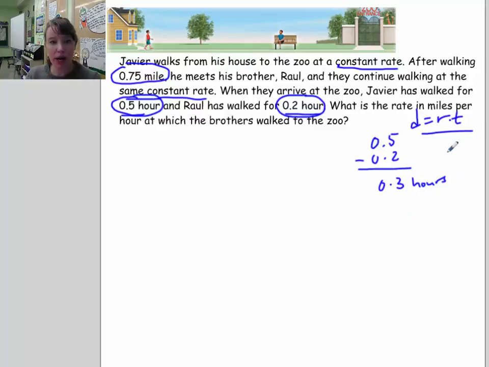So we know that 3/4 of a mile is your distance. So he went 0.75, and he went at some rate r times the amount of time, which is 3/10. Okay, so here's the formula that we're going to have to solve for r. So let me just rewrite it here.